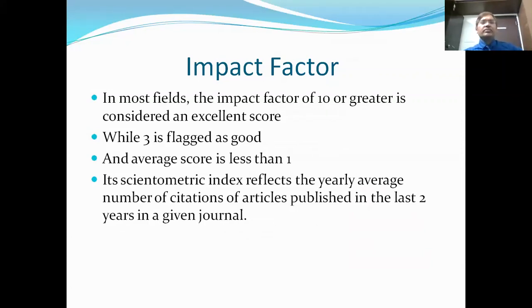So these are some of the important things you can focus on: the aim and scope of the journal, as well as the impact factor. Then the things will help you out, what I believe. The impact factor reflects the yearly average number of citations of articles published in the last 2 years in a given journal.